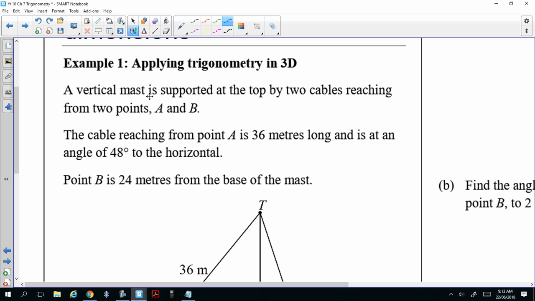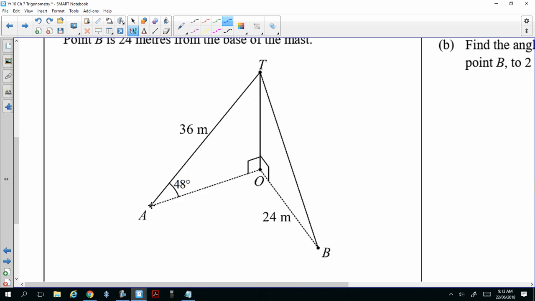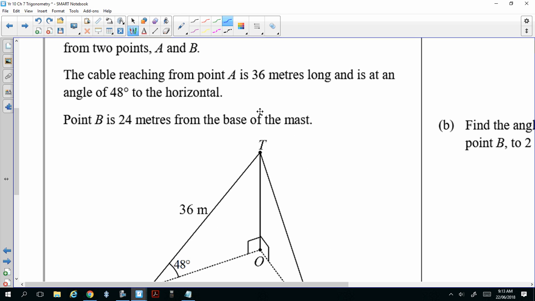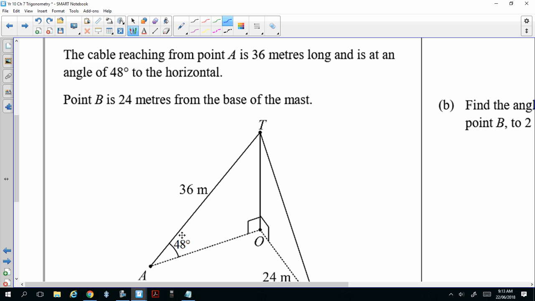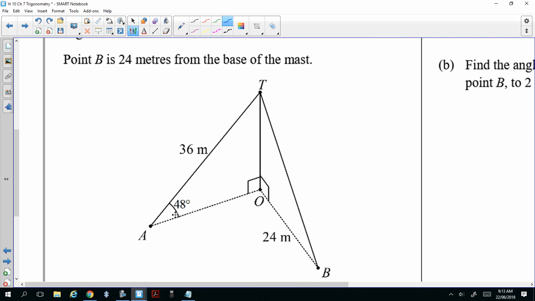A vertical mast is supported at the top by 2 cables reaching from 2 points, A and B. So if you look at the diagram below, there's the cable joining from A to T, and another cable from B to T. Okay. So OT is a vertical mast. The cable reaching from A is 36 meters long. That's the cable, which is already labeled for you. And it makes an angle of elevation of 48 degrees to the horizontal.